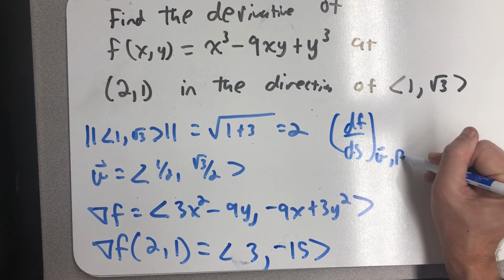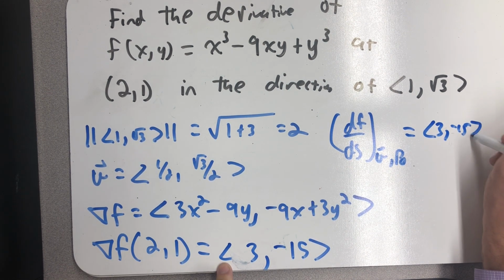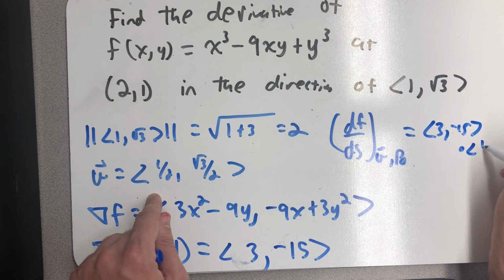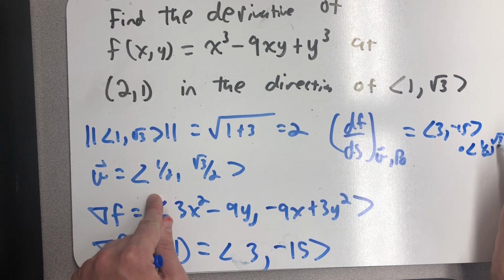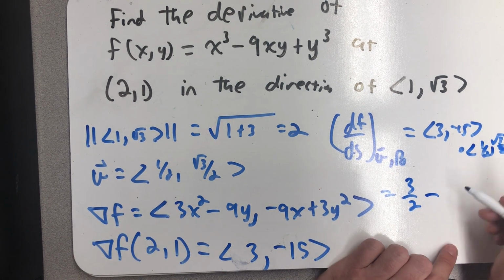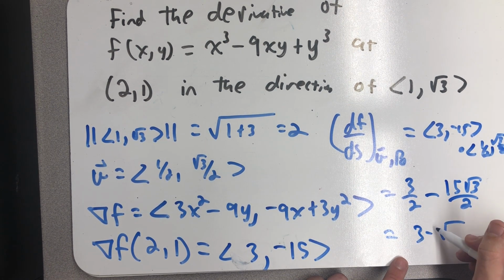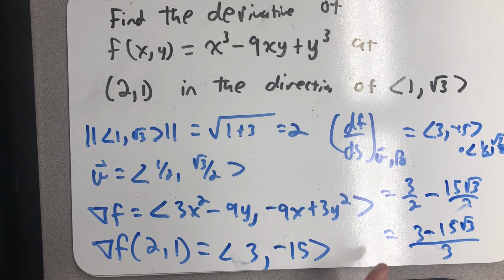In the direction of u from the point p naught, I need to take a dot product of 3 comma minus 15 with 1/2 comma root 3 over 2. So let's see, that's 3 over 2 minus 15 root 3 over 2. Not a very pretty answer, but that is it. 3 minus 15 root 3, all over 2, not 3. And there's my answer.